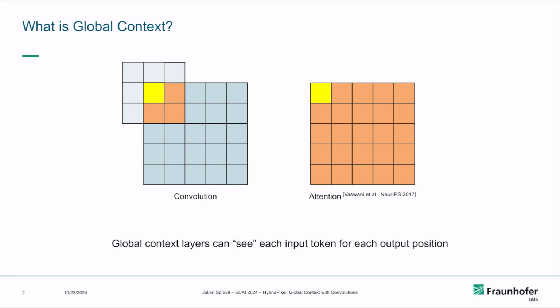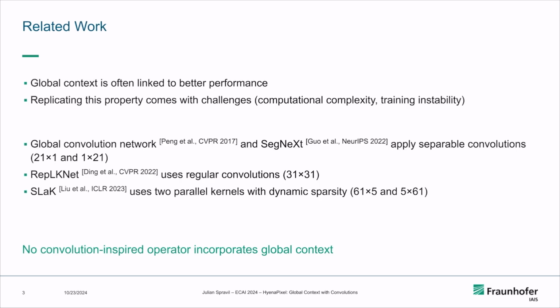For attention, this is a different story. All input tokens can influence the value of the output token, and we have global context natively. The property of global context is often linked to better performance for vision applications, but replicating this property has challenges. For example, the computational complexity increases with the number of tokens that you consider, and you have to deal with training instabilities.